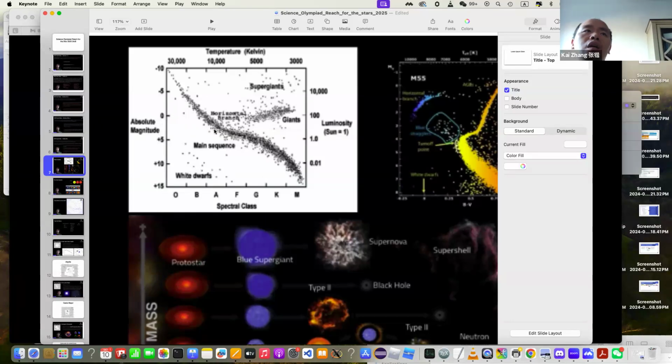So when it is bigger and brighter, then it is hotter. That is the relationship that tells you about the main sequence. And when it evolves off the main sequence, you will see different kinds of post main sequence stages. So you can see supergiant is here, and we can look into that later.